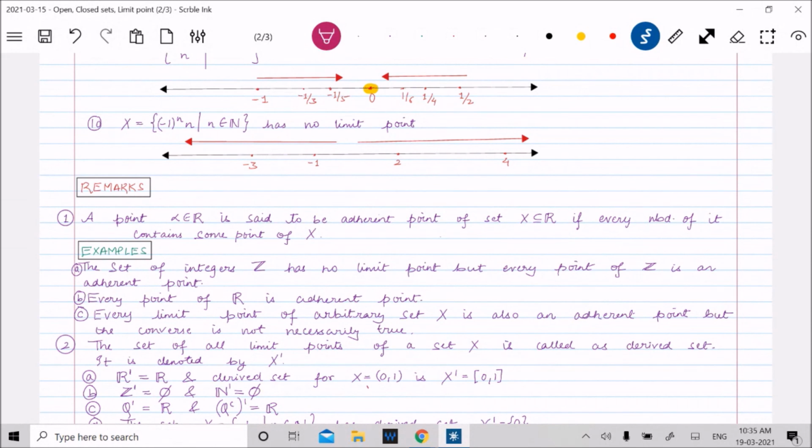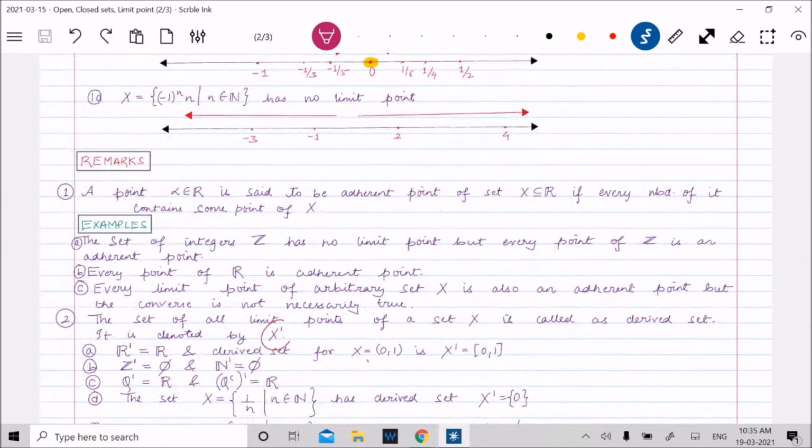And now if you collect all the limit points of a set X, right, and you form a new set, that's called a derived set, right? So the set of all limit points is called a derived set. Okay, and it is denoted by X prime, X dash, right? So if you find all the limit points of set R and you collect them in a set, then you know that will be the whole of the real axis, because as I told earlier, all the points of the real axis are limit points, right?